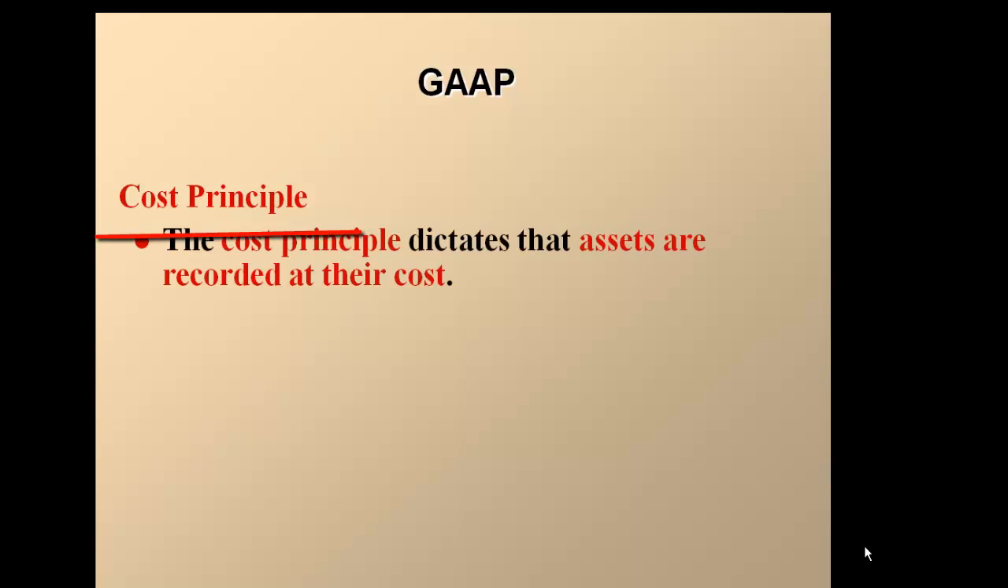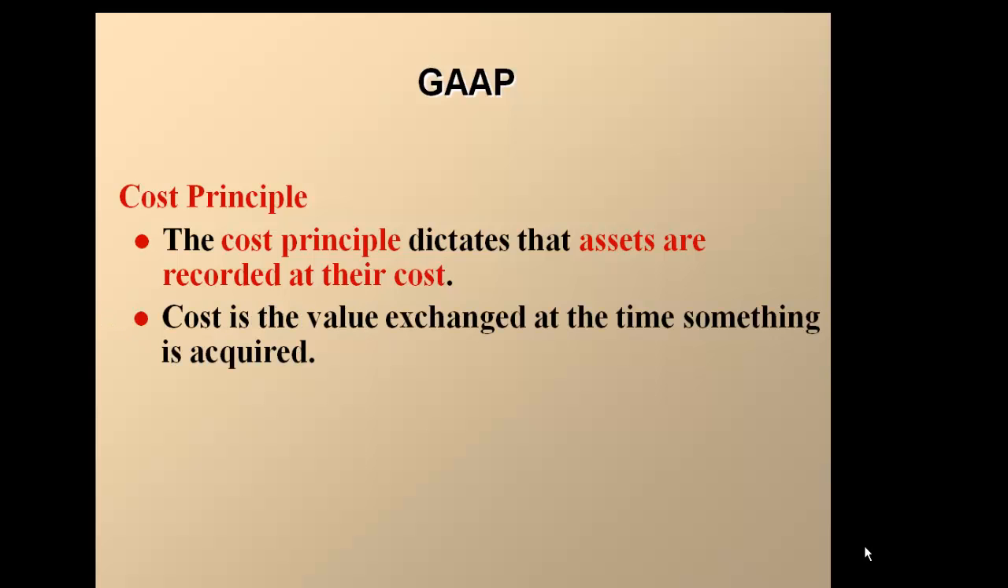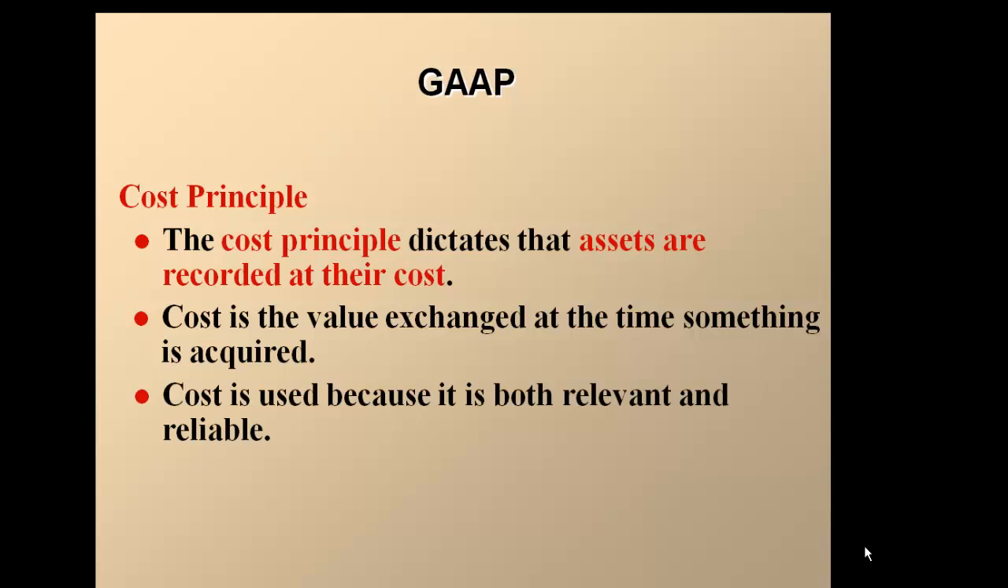Some GAAPs I want to remind you of from grade 11 are these. The cost principle. Remember that assets need to be recorded at their cost, what you paid for them. Cost is the value exchanged at the time something is acquired. And remember, acquired means purchased. Cost is used because it is both relevant and reliable. You can actually have a source document to back up that information, and it is clearly traceable. So for example, if you buy a car for $12,000, but it's worth $20,000, you got a great deal on it, you're still going to record it at cost. Even though the asset may be worth more, cost is what we're going to use.